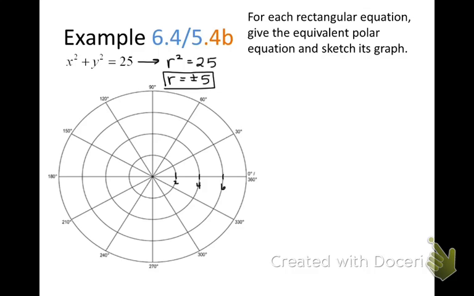That way when I'm plotting this, I'm noticing that at any theta, I have a radius of 5, no matter where I am, right? Skip around a little bit here so we can see. Basically all that's happening then is this shape, drawn as best as I can here, is a circle with a radius of 5. And that is a good polar equation.